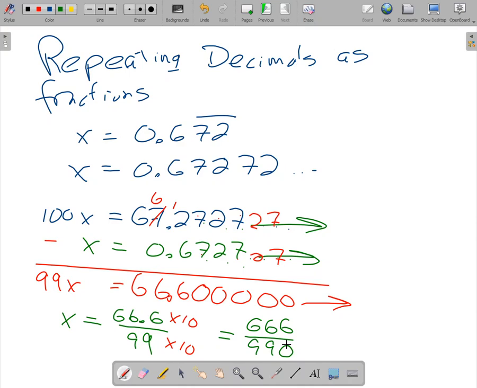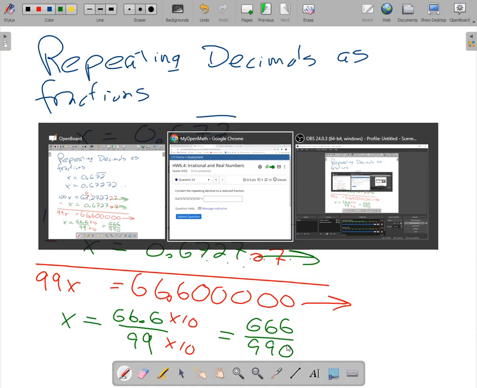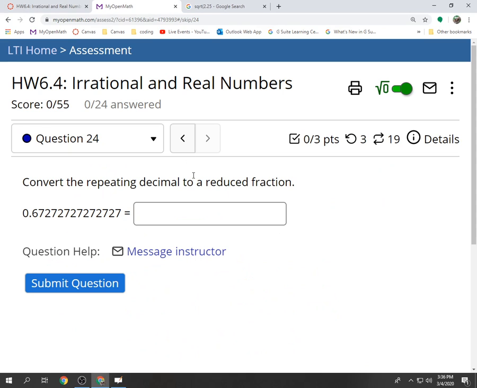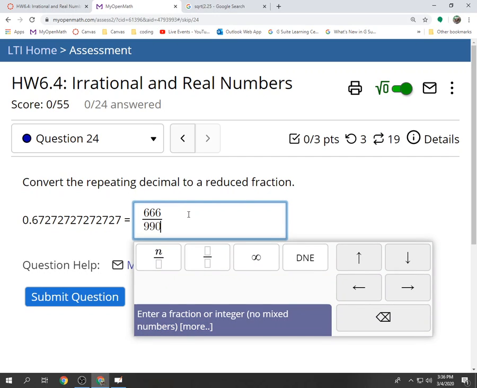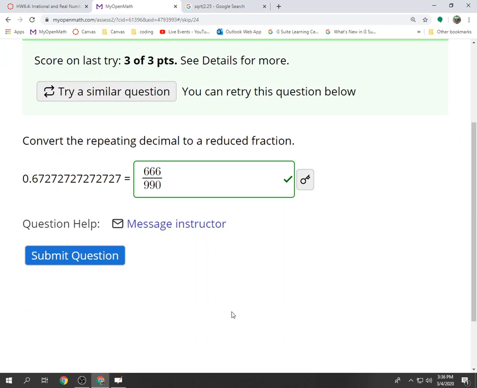And I'm pretty sure I didn't care if it was reduced or not here. So I think we could just enter that, or we could reduce it. I thought it was enough work to get to this point. So I'm pretty sure the computer will take 666 over 990. Yep, I liked it. Now, here's the catch though. On a test, if you have to do this, do you ever check your answer button? No. So how would I check to see if that's right? Would you just put that into a calculator? Yeah, just put it into a calculator, see what happens.